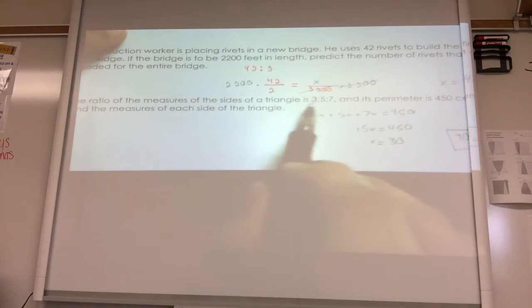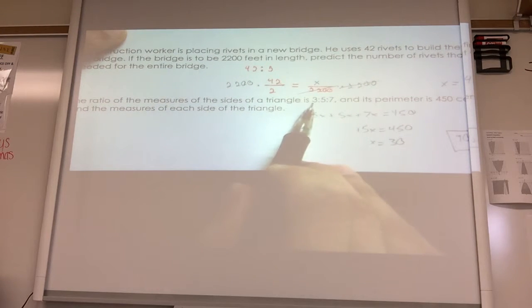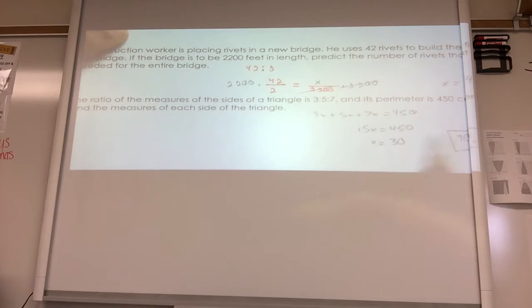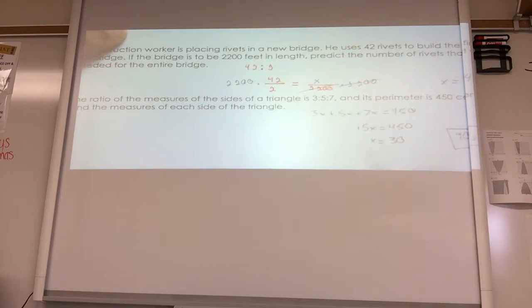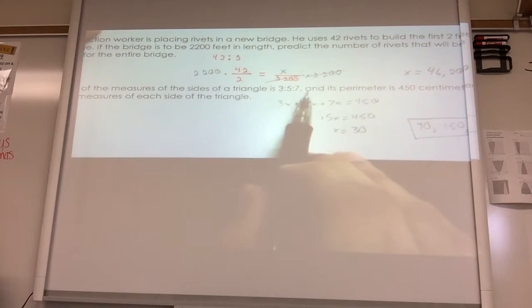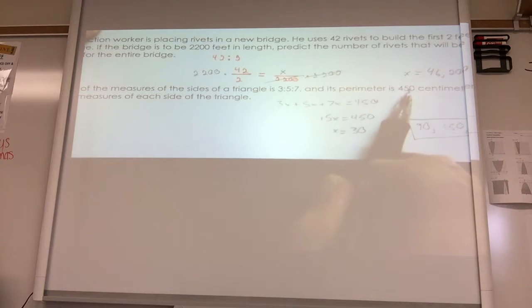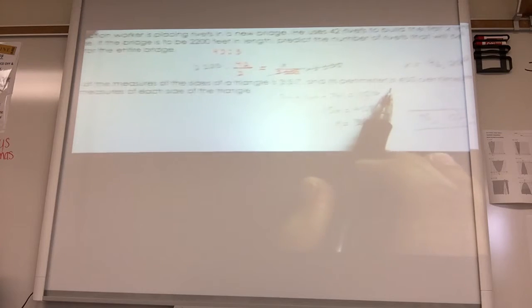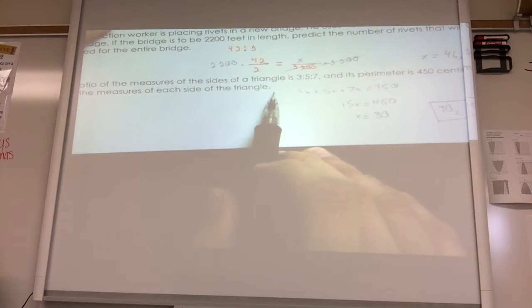So what this is saying is that you have these units. Call it inches, miles, yards, whatever your unit of measure is. It takes 3 of these units. Somebody give me a unit. Yards. Okay. So it takes 3 yards. One of the sides is 3 yards. The other side is 5 yards. The other side is 7 yards. Okay? So it's 3 of these things, 5 of these things, 7 of these things. And all of them add up to be 450 centimeters. And the question is, what's the measure of each side of the triangle?